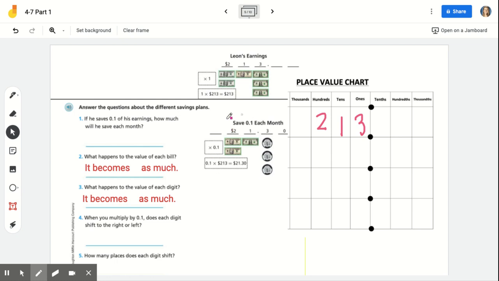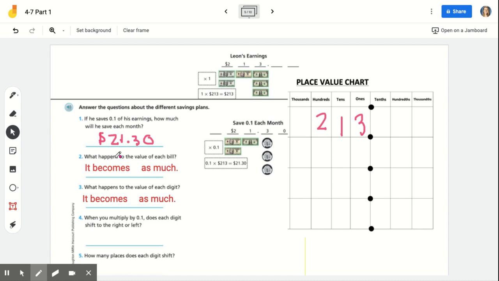$21.30. Yep, it's right here in your book, saving 1/10 of each month. And then we can see clearly the 2 shifts from the hundreds place value. So 2 $100 bills become 2 $10 bills and so on. So let's take the book's word for it for now, and then we'll prove it with our place value chart. For number 1, the answer is 1/10 of $213 is $21.30 is what the book is saying. $21.30. Go ahead and write that in for number 1.